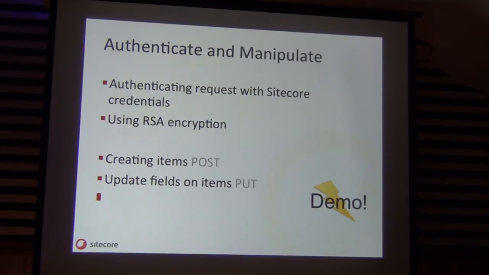The next thing you can do with the API is, of course, manipulating items. And as I said to begin with, the important thing here is to do authentication and also encryption. So encryption could be running the requests over HTTPS, or using, say, encryption for the credentials. And there's a mechanism in the Item API for doing just that.